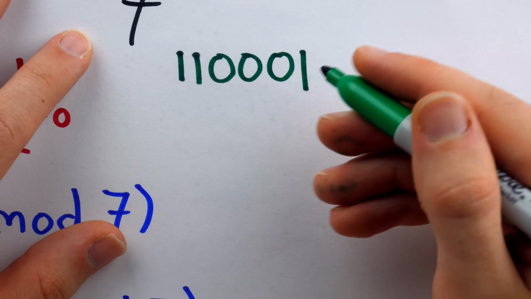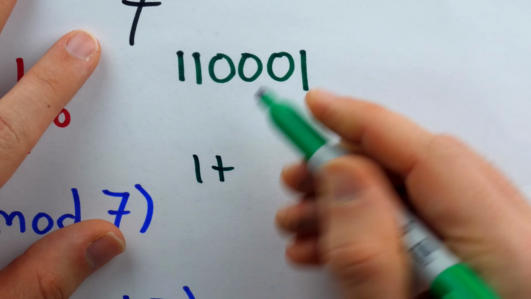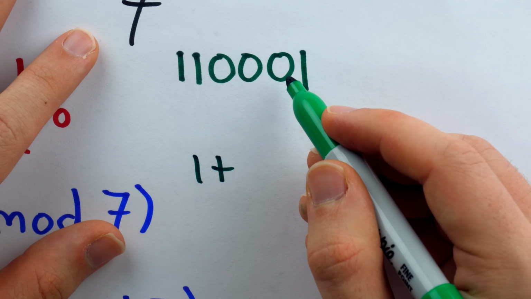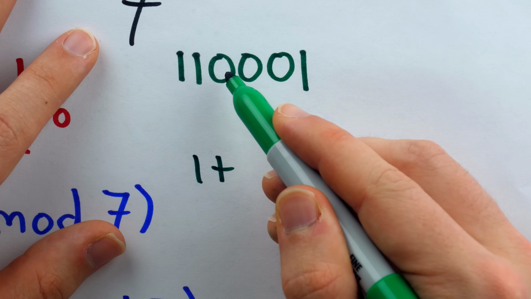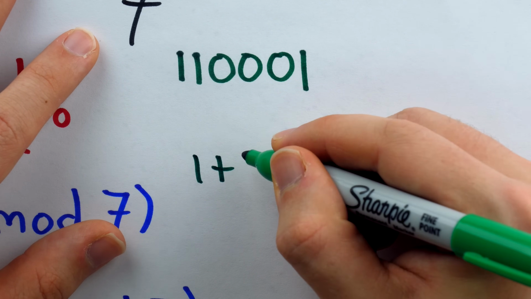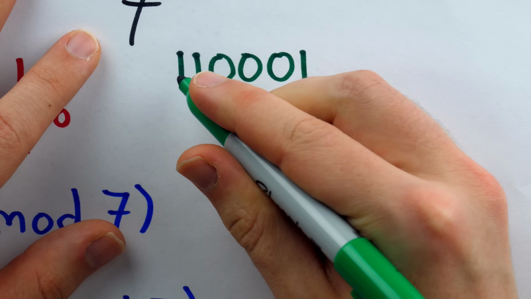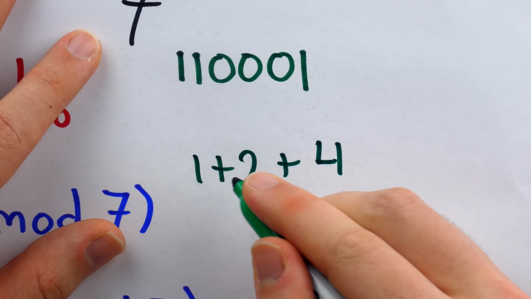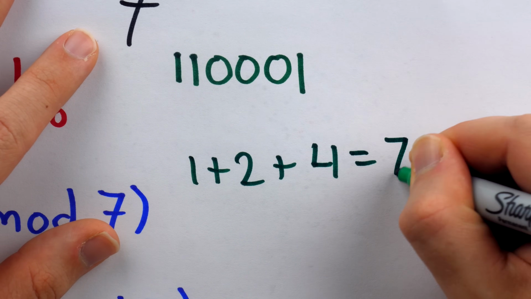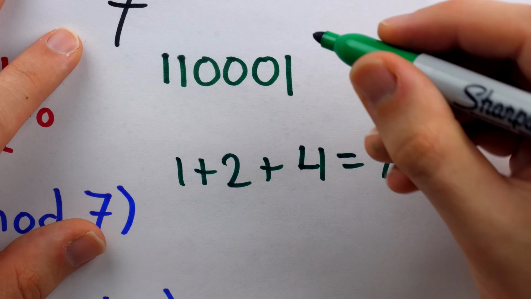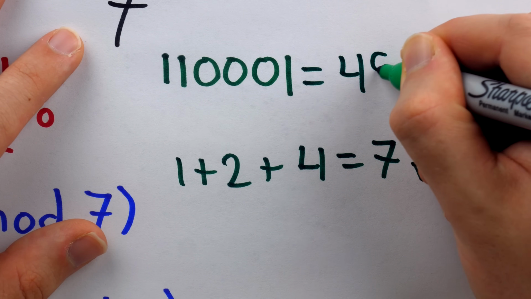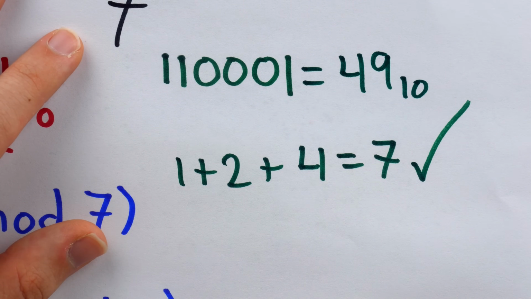First bit, I multiply it by 1, I get 1. Then multiply by 2, that's 0. Multiply by 4, that's 0. Multiply by 1, that's 0. Multiply by 2, that's 2. Multiply by 4, that's 4. 1 plus 2 plus 4, that's 7, which is a multiple of 7, so indeed this binary number is divisible by 7. It happens to equal 49 in base 10.